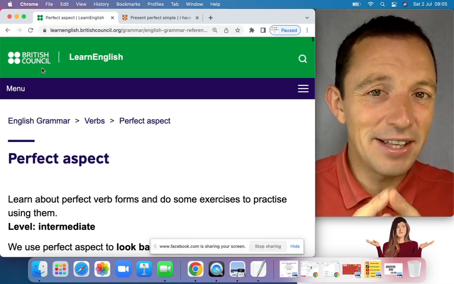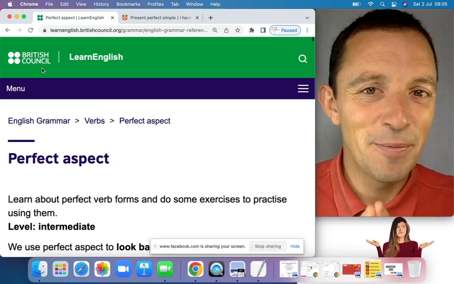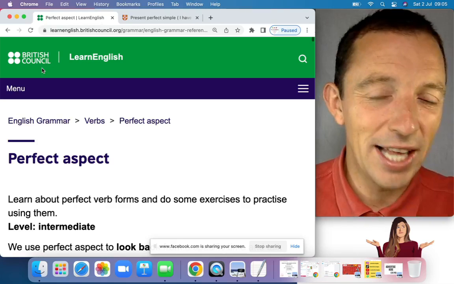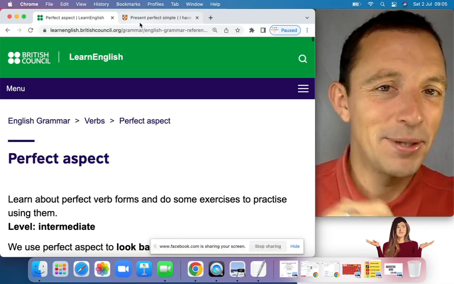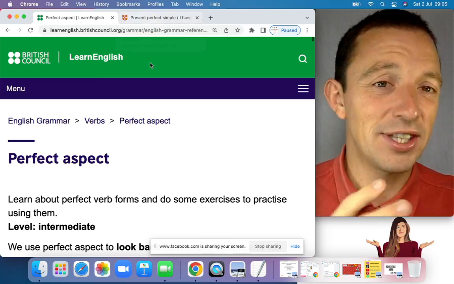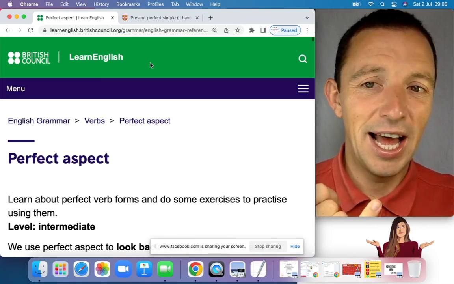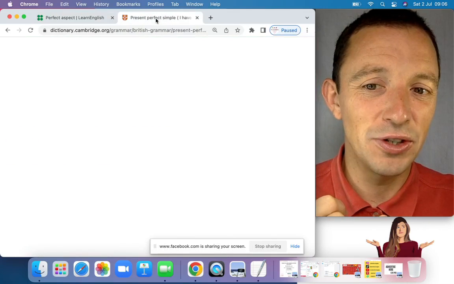So I recommend this page to study your grammar, as well as the Cambridge website at the top. So there's two pages that are very good. The British Council and the Cambridge website is very good as well.